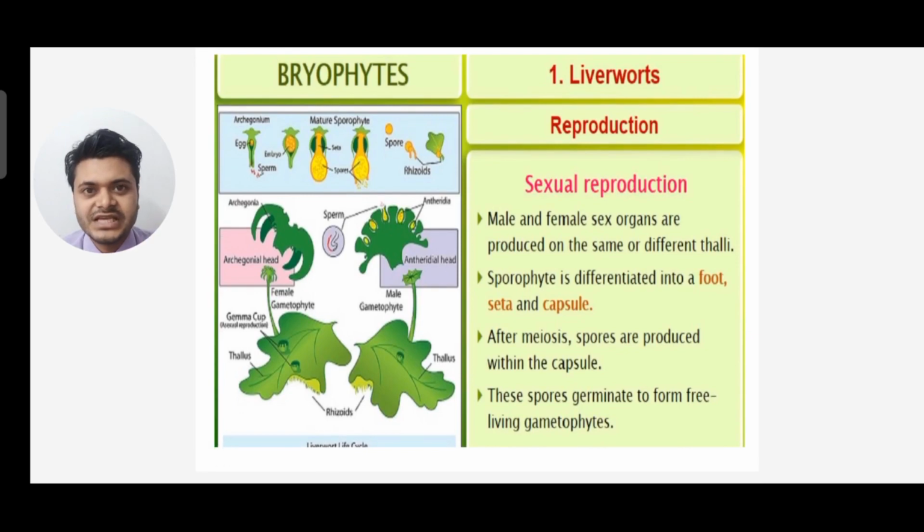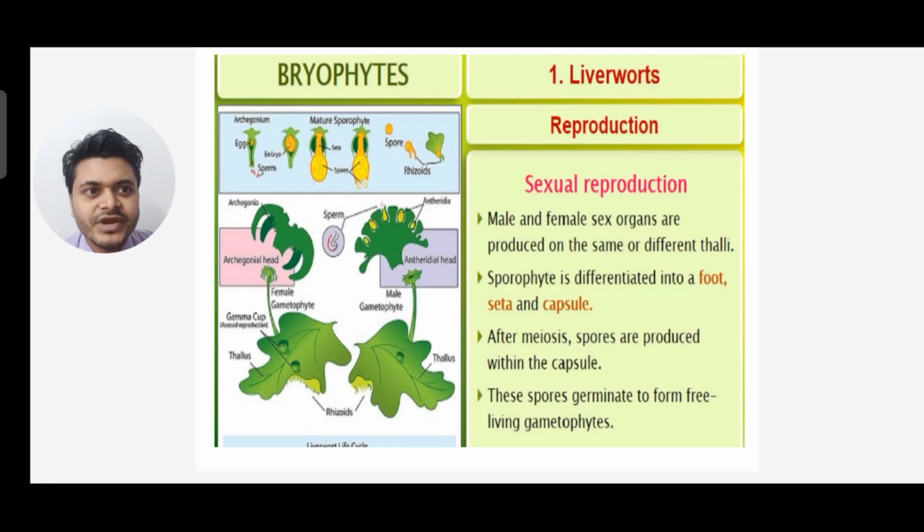Now how sexual reproduction takes place in liverwort. So male and female sex organs are produced on the same or different thalli. So male and female sex organs can be produced on same thallus, or on different thalli. Thallus is a singular name and thalli is a plural name.